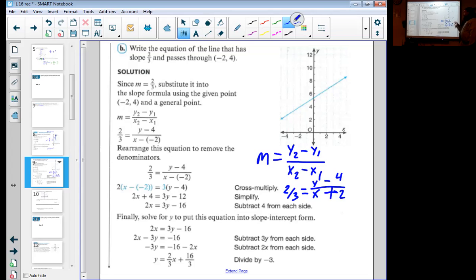So now to get rid of our fraction, we can multiply by the denominator. So when we do that, we move that over to the other side. We start multiplying by x plus 2 times x plus 2. So I'm going to move this y minus 4 to this side. Y minus 4 is equal to 2/3 times x plus 2.